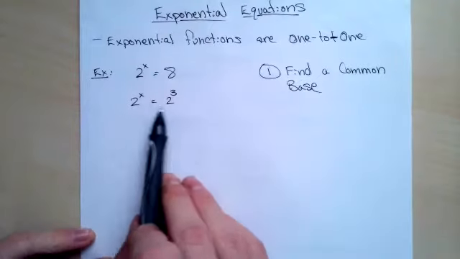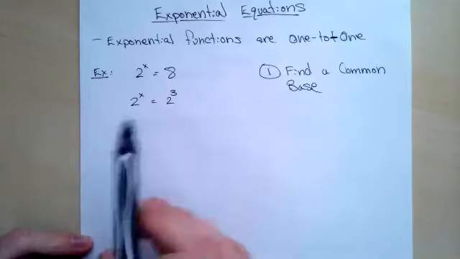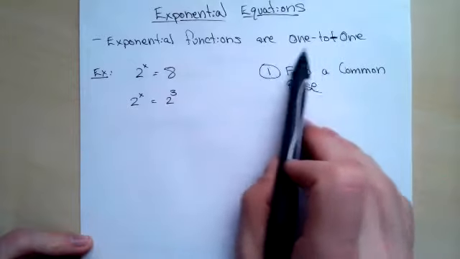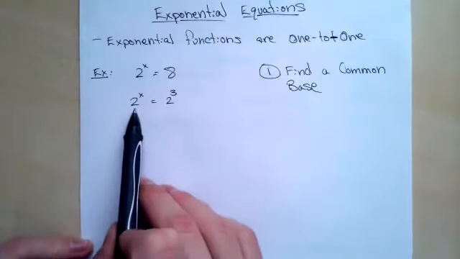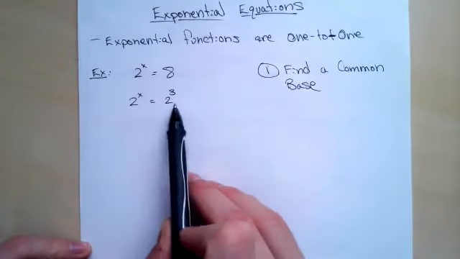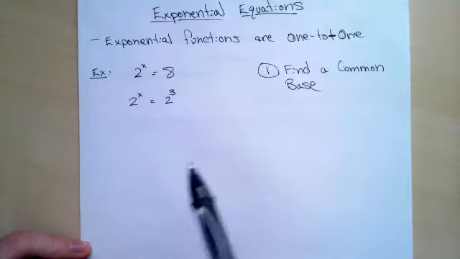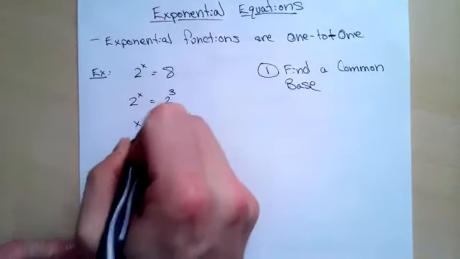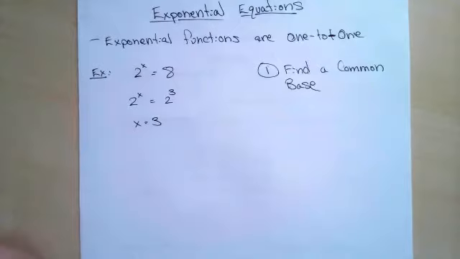When the bases are the same, this implies that the exponents have to be the same. And this is because of the one-to-one property. There's only one value, so 2 to the x is going to equal 2 cubed at only one point. And that point has to be wherever the exponents are equal. And so we simply get x equals 3.